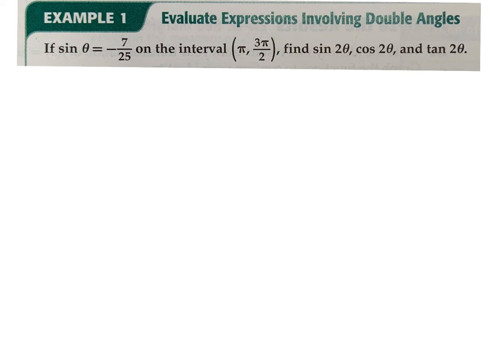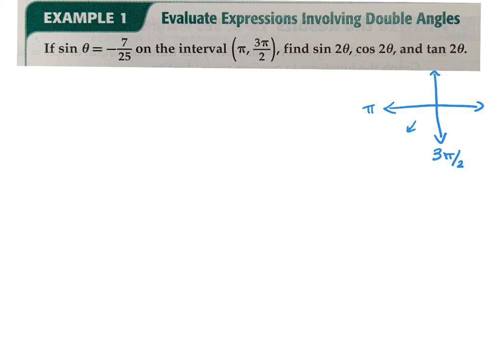If the sine of theta is negative 7 over 25 on this particular interval, find the sine of 2 theta, the cosine of 2 theta, and the tangent of 2 theta. Why did they give me this weird random interval? Well, what are they actually telling me about my angle? If I am going from pi to 3 pi over 2, what quadrant am I in? I'm right here. They're telling me I'm in that quadrant.